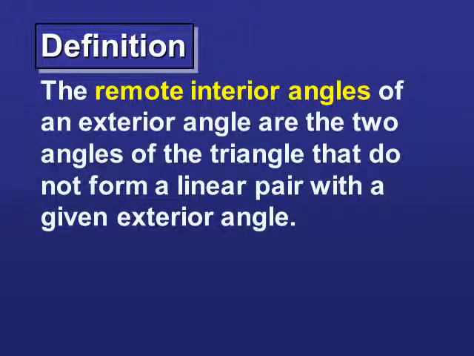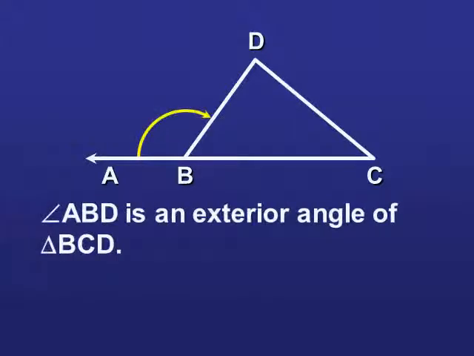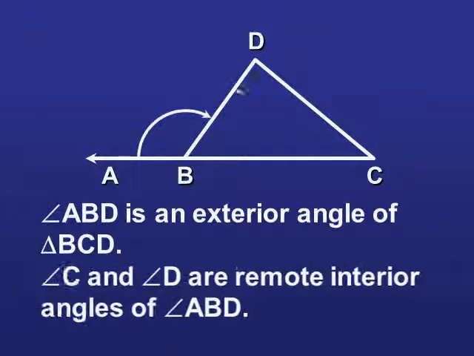Okay, so the next definition is the remote interior angles of an exterior angle are the two angles of the triangle that do not form the linear pair with the given exterior angle. So here we have our extended linear pair to angle B. Okay, the remote, this would be the exterior angle. The remote angles are the other two angles in the triangle. Okay, so now we know all the pieces and parts if we have an exterior angle.